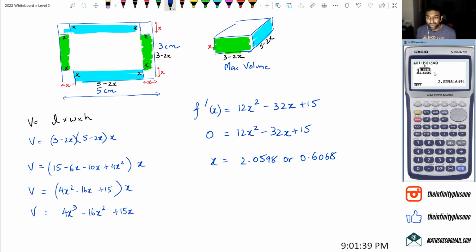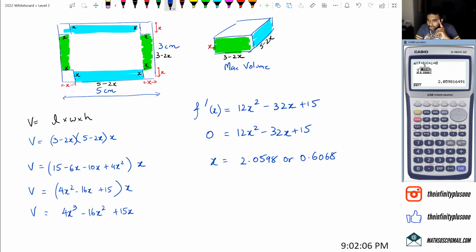Now, we've got two x's, and you're thinking, how's that possible, right? It's kind of hard to explain, but basically what's happened here is that there are two points which give you a stationary point for the volume. Now I'm also going to show you guys a little trick.